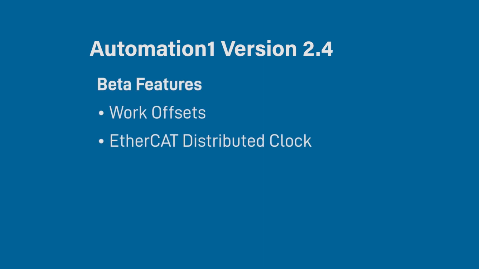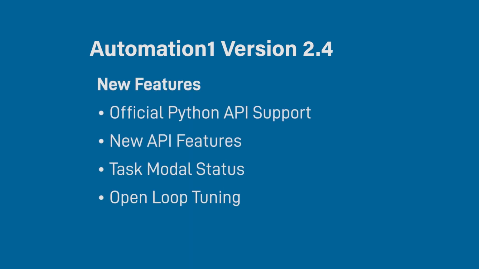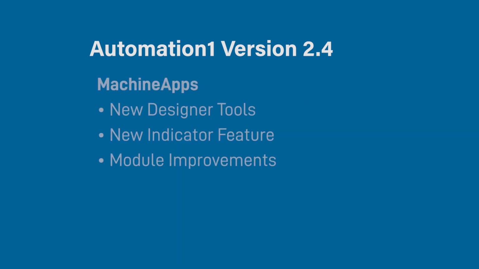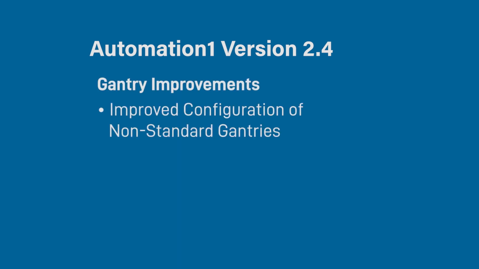These features include work offsets, EtherCAT Distributed Clock, official Python API support, new API features, a task modal status interface, open loop tuning tools, machine controller definition file interaction improvements, controller feature improvements, plotting improvements, servo tuning improvements, helper module improvements, a new improvement to the MachineApps HMI builder tool, such as new designer tools, a new indicator feature, and module improvements. Also gantry improvements for improving how you configure non-standard gantries.